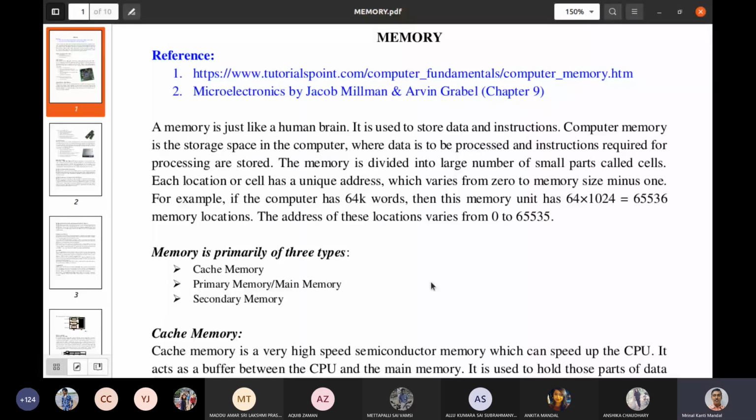Memory circuit is basically used to store data or instruction.